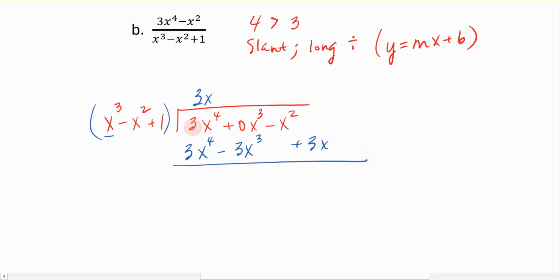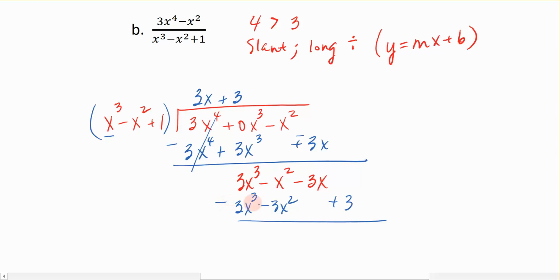Now we got to go in and we're going to change our signs, and then add straight down. So this is gone. This is now a 3x cubed. Bring down my x squared and minus 3x, and we start all over. So what do I multiply x cubed by to get 3x cubed? Well, that's plus 3. So 3 times 3x cubed is, again, 3x cubed minus 3x squared plus 3.